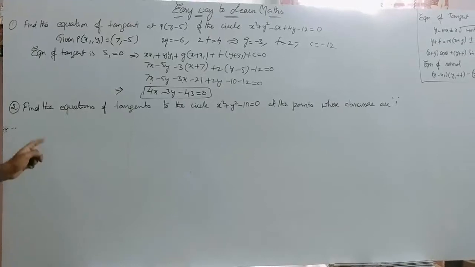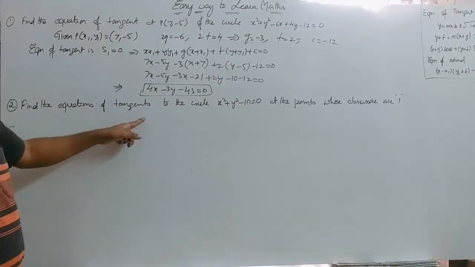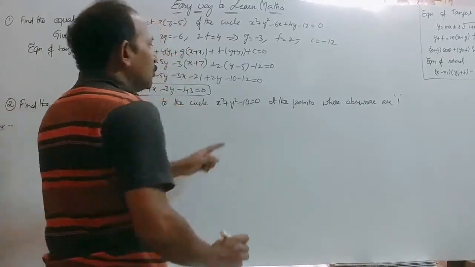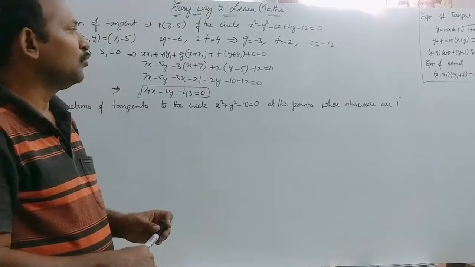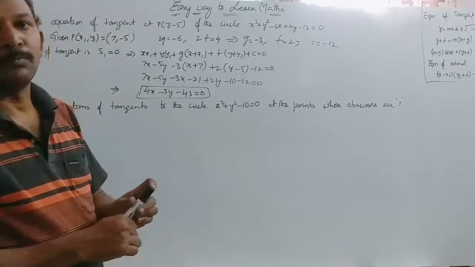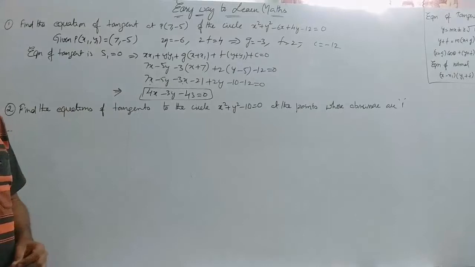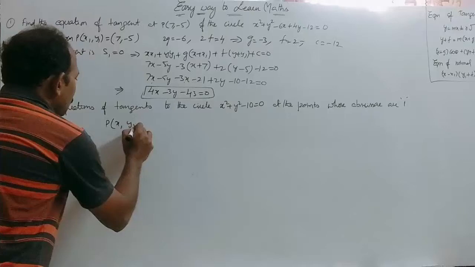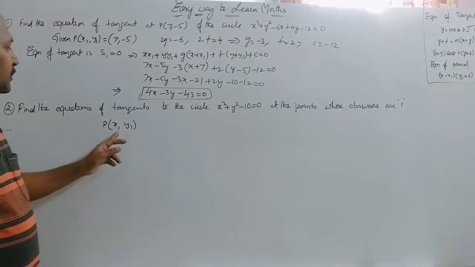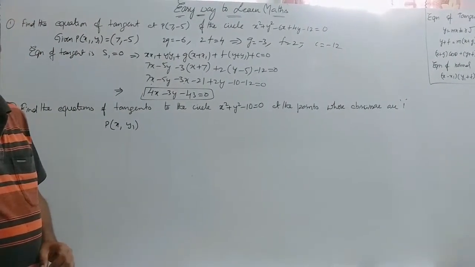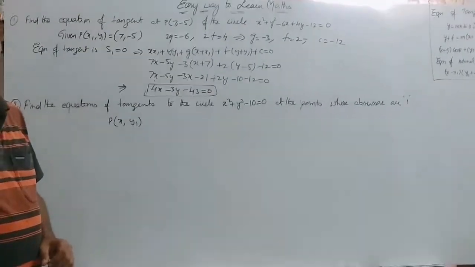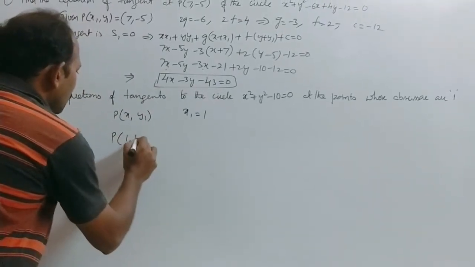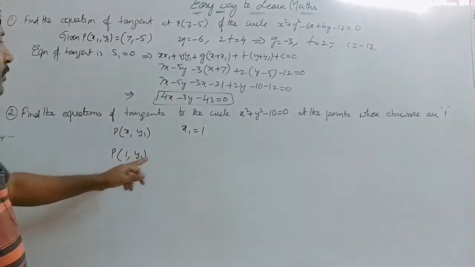And here in this problem, find the equations of tangents to the circle x square plus y square minus 10 is equal to 0 at the points whose abscissae are 1. That means here the point is directly not given. Actually, the coordinates of P are x1, y1. Here x1 is called abscissa and y1 is called ordinate. Here x1 is equal to 1. Therefore, P becomes (1, y1), which is a point on the circle.